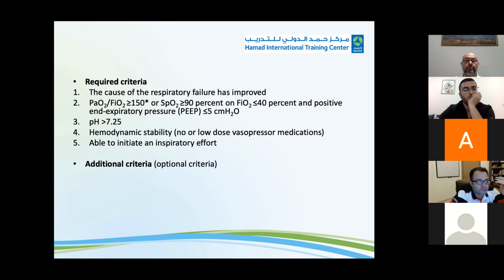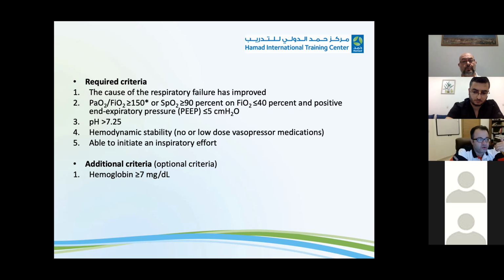So far, I'm talking about simple criteria: hemodynamic stability, ventilation stability, oxygenation stability, the ability to initiate a breath, and that the disease process is improving. If you achieve all that, then that's a very good start to say that my patient is ready for weaning. Now, if you have additional criteria, that would be a bonus. If you correct their anemia, excuse me.